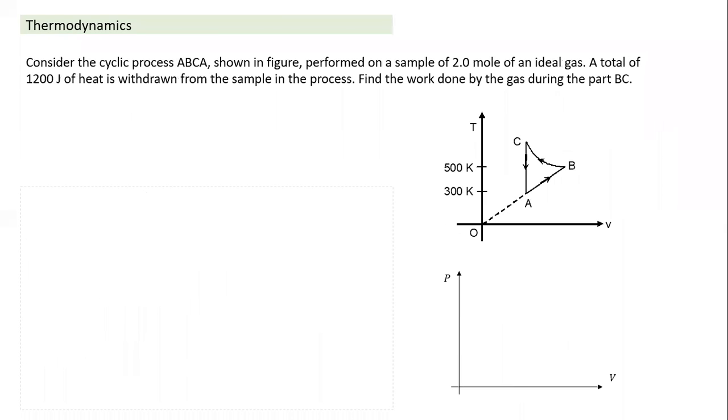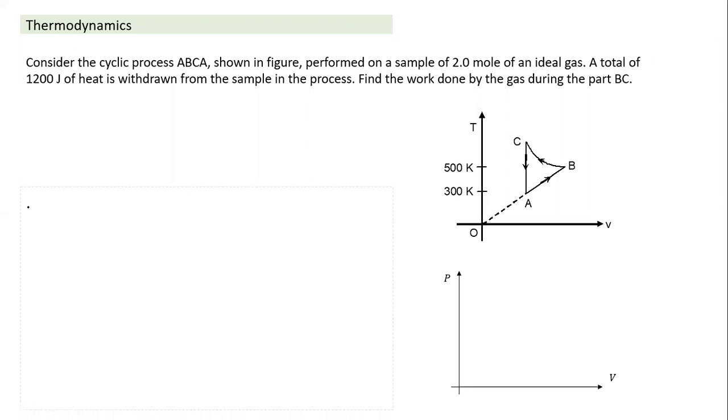Okay, now let's look at this question, which is somewhat similar. This also is a cyclic process: A, B, C, A. This is A to B, B to C, and C to A. It is a cyclic process with 3 steps here. It is performed on a sample of 2 moles of ideal gas, and a total of 1,200 J of heat is withdrawn. What does this value indicate? What can we infer from here?